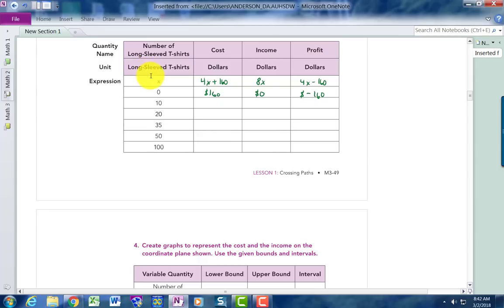So I want you to go ahead and pause the video for a couple minutes, fill in your chart here, and then resume the video when you're ready. Alright, so now I've got my chart filled in here.